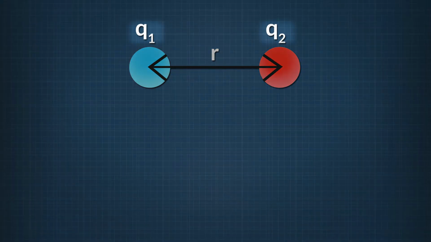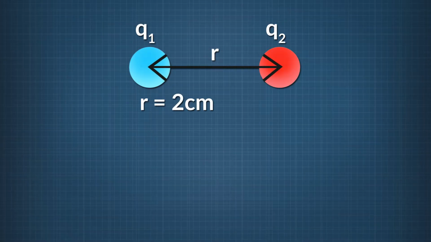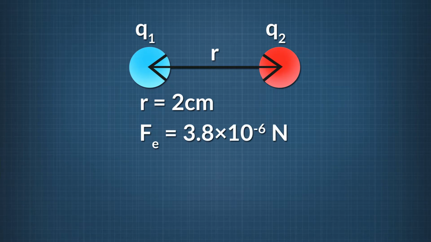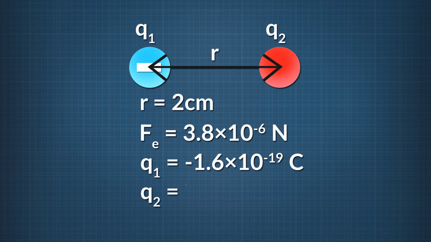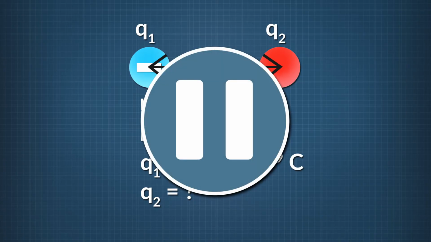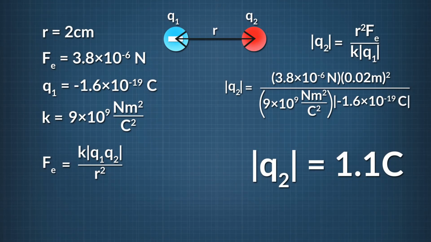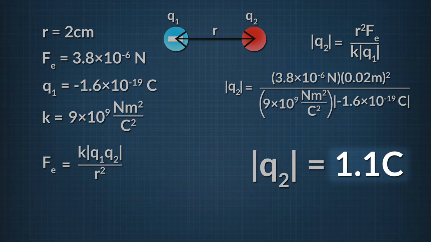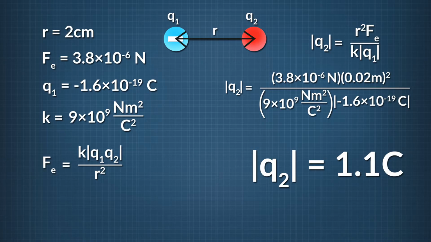Two electric point charges, Q1 and Q2, are separated by 2 centimeters. The electric force magnitude between them is 3.8 times 10 to the negative 6 newtons. Q1 is an electron. What is the magnitude of the charge Q2? Go ahead and press pause, give it a try, and when you think you have the answer, come back and check your work. Did you get 1.1 coulombs? If so, that's great. If not, let's take a look at it together.